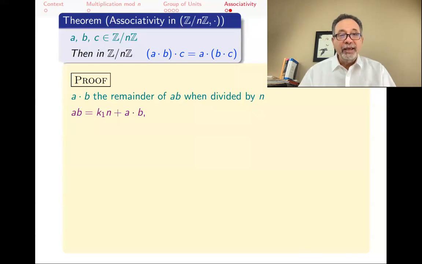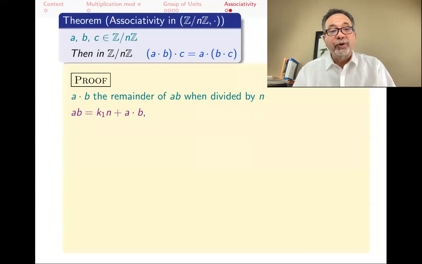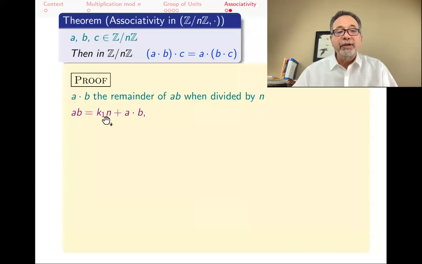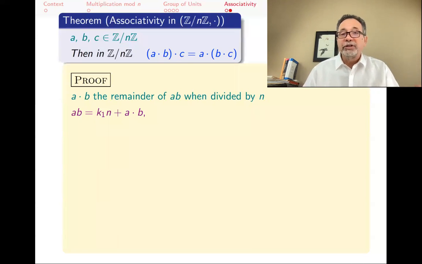If you take ab and divide it by n, what's the remainder? Well, by definition, it is a dot b. By the division algorithm, ab is something, k1 times n, plus the remainder. And the remainder, remember, is a dot b. So this is one thing I have: ab is k1n, I don't know what k1 is, but something, k1n plus a dot b.